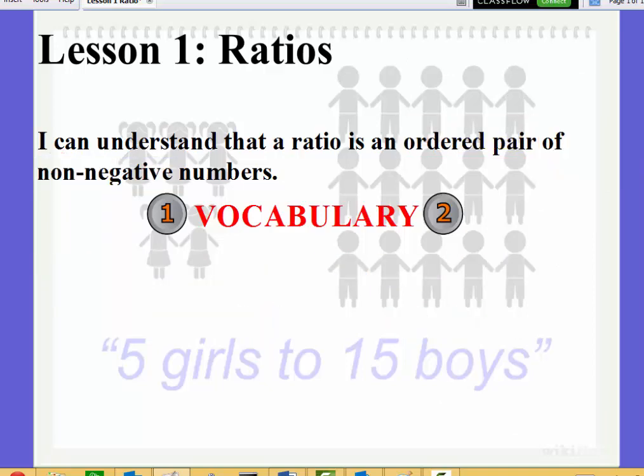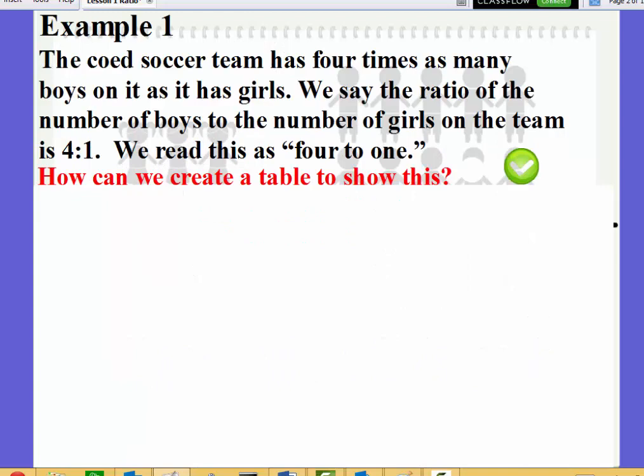So let's look at our next problem. So here's our first example with ratios. The co-ed soccer team, so co-ed means boys and girls mixed together. So we have boys and girls. So this co-ed soccer team has 4 times as many boys on it as it has girls. We say that the ratio of the number of boys to the number of girls on the team is 4 to 1. We read this as 4 to 1.